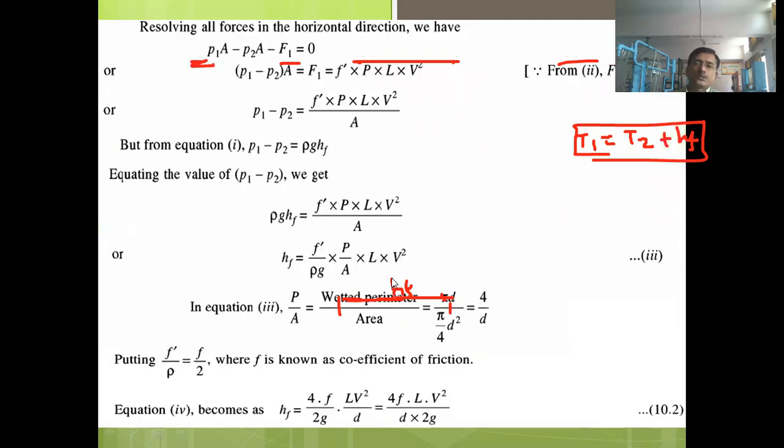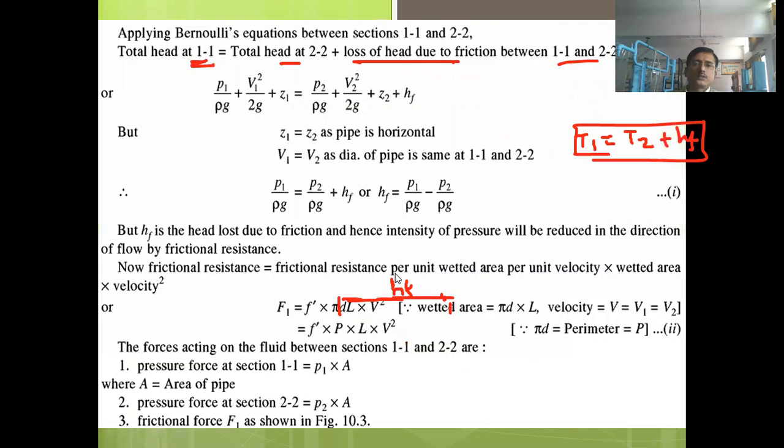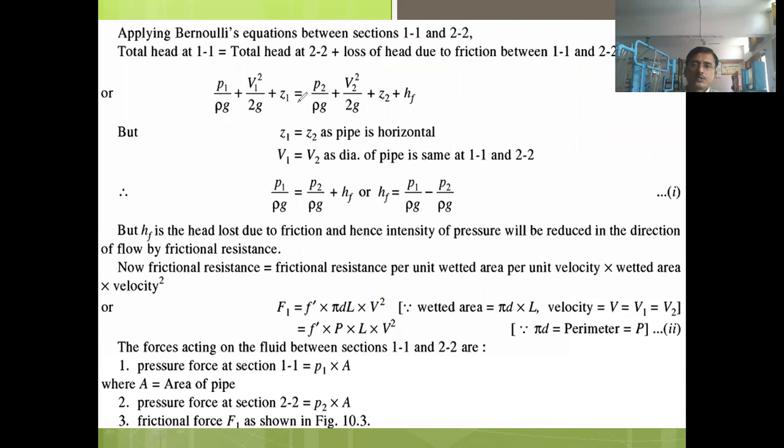Total head at section 1, what is the total head at section 1? That is P1 upon rho g plus v1 square upon 2g plus z1 is equal to what? Total head at section 2, that is P2 upon rho g plus v2 square upon 2g plus z2 plus HF, that is head loss.